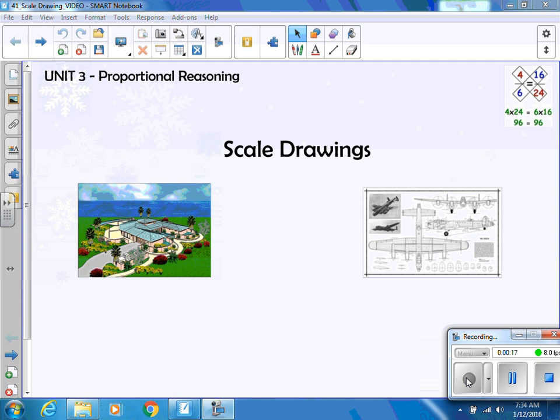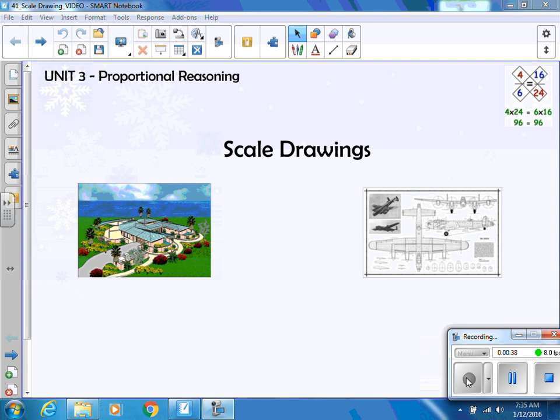An architect is building a house. He has to do a drawing before he actually builds the house. Can you imagine what would happen if he just tried to build a house without having a plan first? A scale drawing simply means that we cannot draw that house to normal size, because we don't have enough paper and it wouldn't make sense to try to draw it this actual size.